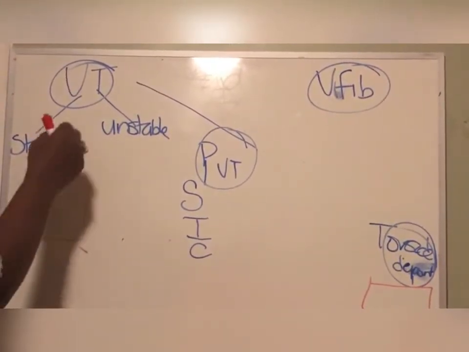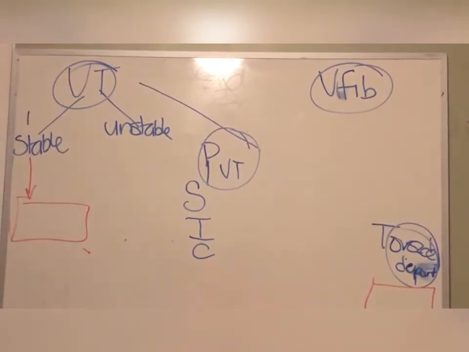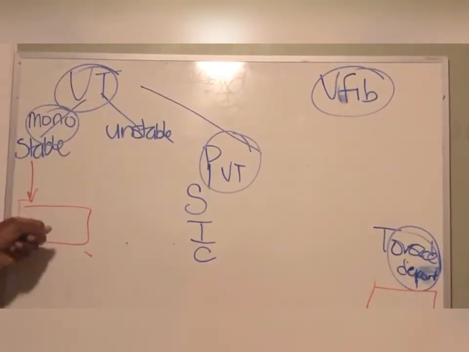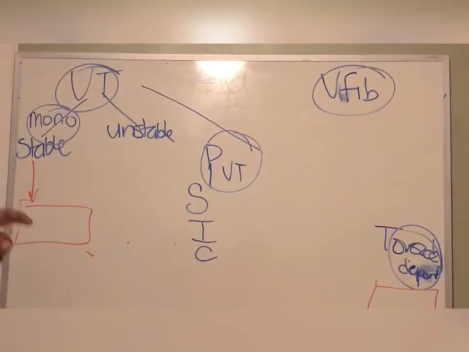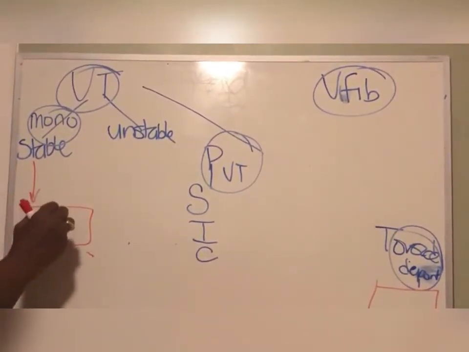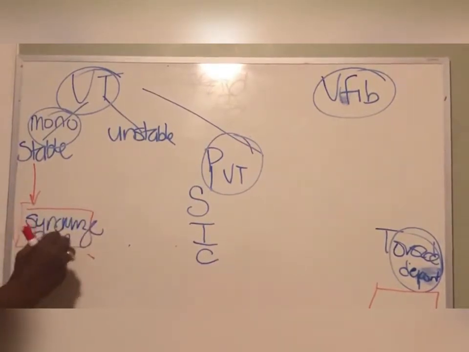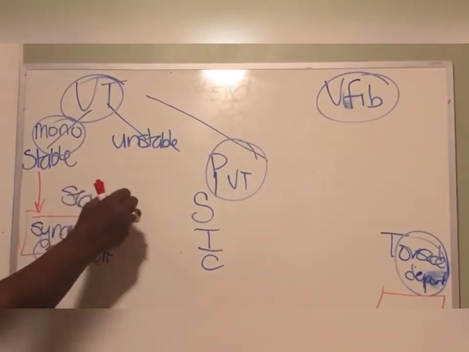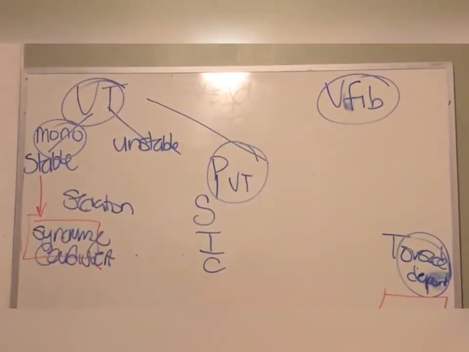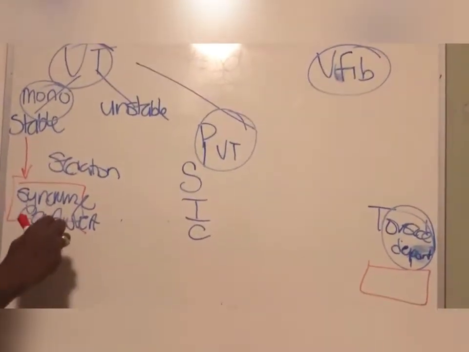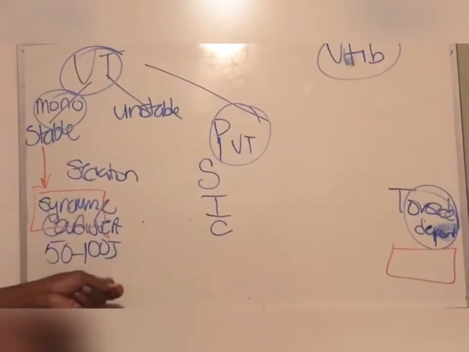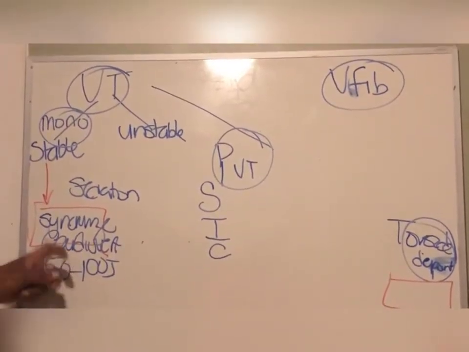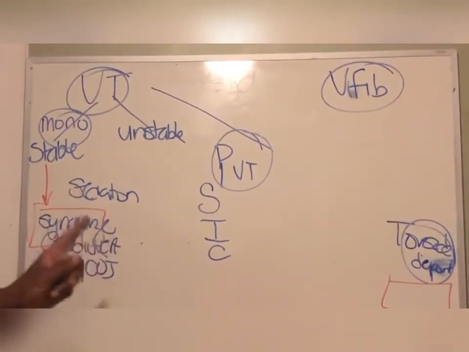So if you have a monomorphic, stable patient in your treatment box, you want to synchronize cardiovert. Again, before you synchronize cardiovert, you want to sedate the patient. You want to give 50 to 100 joules. This synchronized cardioversion is found on your defibrillator. All you have to do is look at the button, switch it over, and make sure you're not defibrillating this patient.